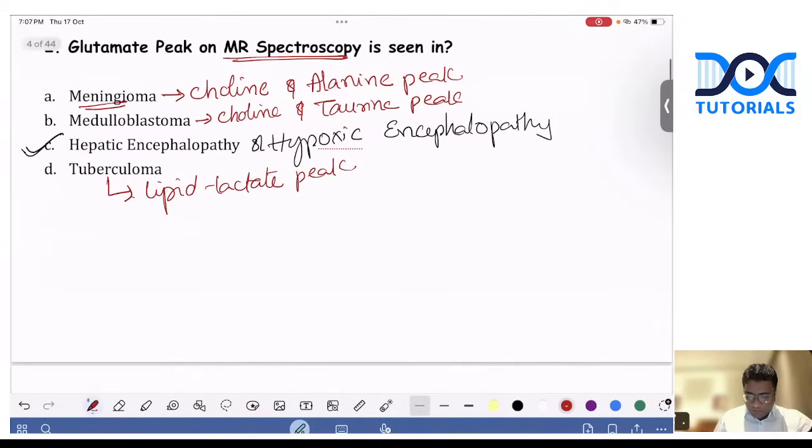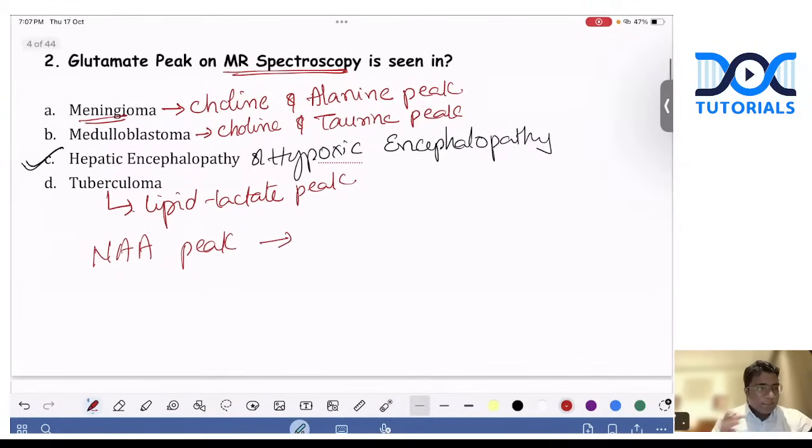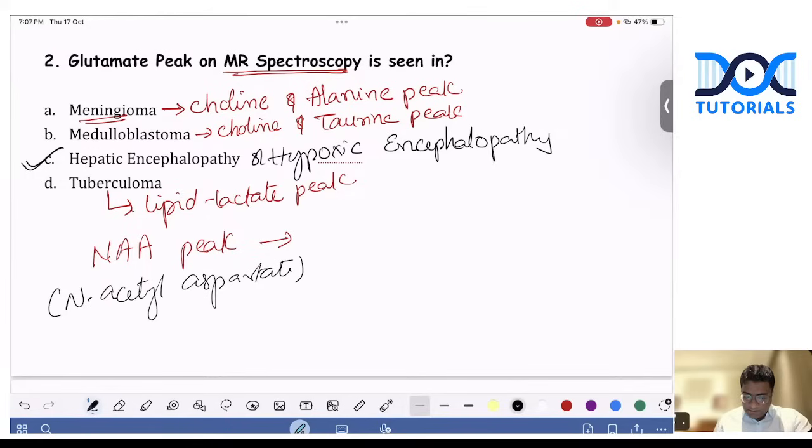And can I ask you, where do you see NAA peak, N-acetyl aspartate peak? This you should tell. Where do you see NAA peak? N-acetyl aspartate peak. This is a feature of Canavan's disease, right? So Canavan's disease will show you N-acetyl aspartate peak.